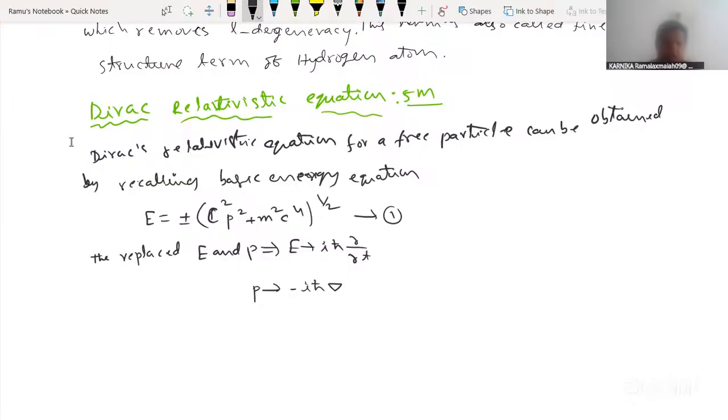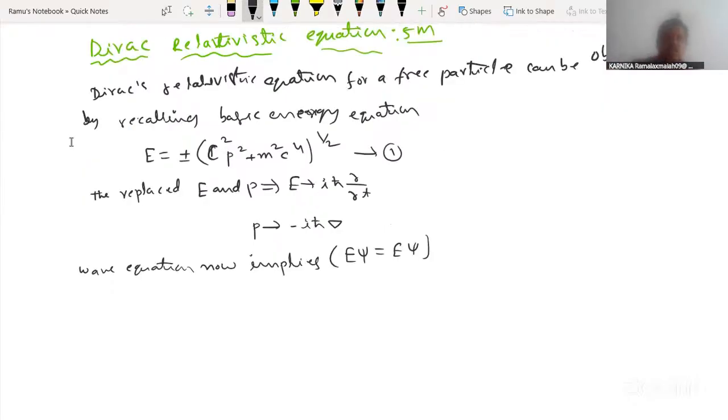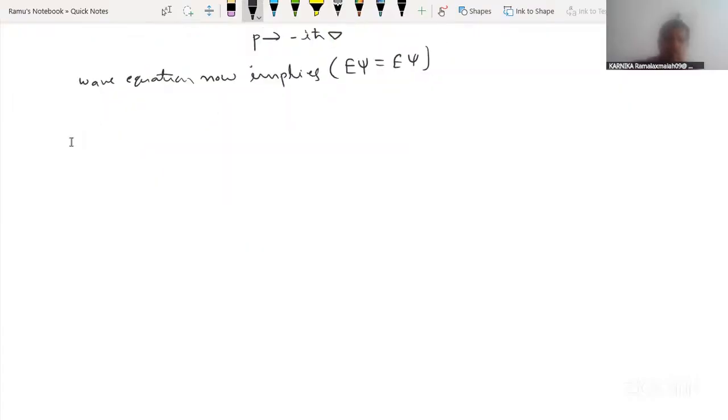The wave equation now implies i h-cut del psi by del t equals the square root of C square P square plus M square C power of 4, acting on psi. That is equation 2. From the above equation, the square root of an operator is not defined so far.